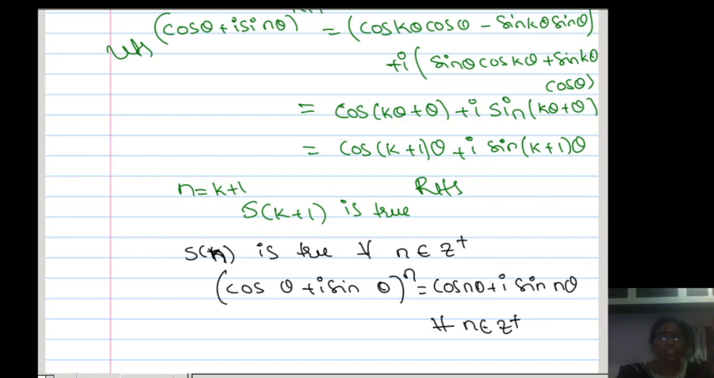Now we have to prove that the statement is true for n equal to 0. There are 3 cases, so case 2 is the case of n equal to 0. In the first case we proved n is a positive integer, starting with 1, 2, 3, and so on. Now n equal to 0. What is the n equal to 0 case?